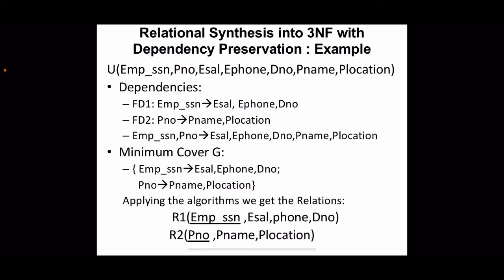Then going for the second dependency, that is project number determines project name and project location. We don't have any other dependency having the same P number at the left hand side, right? So form another relation in which the attributes will be the project number, project name and project location, right? All the three attributes together will be the components of this relation, and what will be the key? The project number should be the key, right? So we have R2 with three attributes: project number, project name and project location, in which project number is the key. So this is how we can decompose our universal relation into a set of relations using this algorithm.